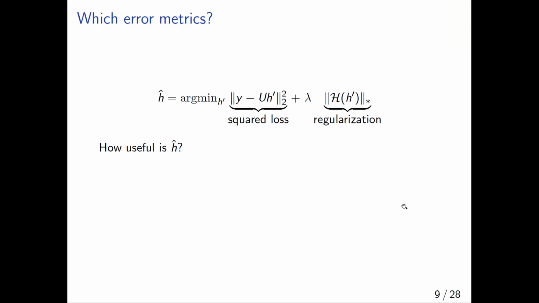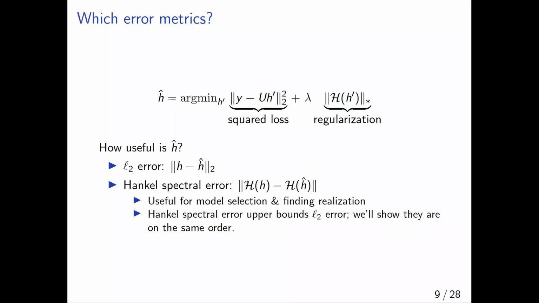But in general, how do we judge how good the recovered impulse response is? We can ask for the L2 error between the impulse response recovered and the true impulse response. Or we can also look at the spectral error in the Hankel map. So if you're recovering H hat, you can look at the spectral norm error in the Hankel maps corresponding to that. These two error measures are a bit different. The second one has been studied a bit less, but it's actually quite useful, particularly for model selection and for finding a realization, because taking the singular values of the Hankel matrix and truncating them is a typical way to select model orders. So essentially, a singular value gap in the Hankel matrix is critical. So this measure is actually more helpful than the L2 recovery error.